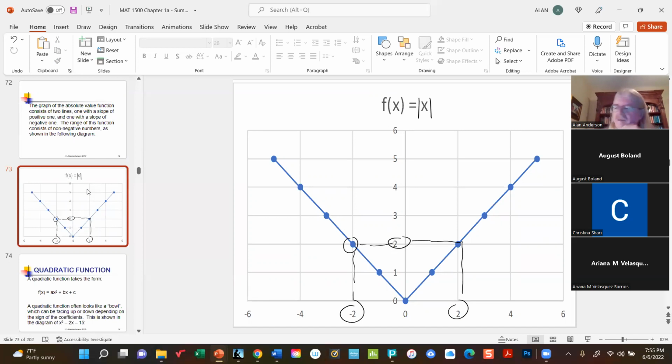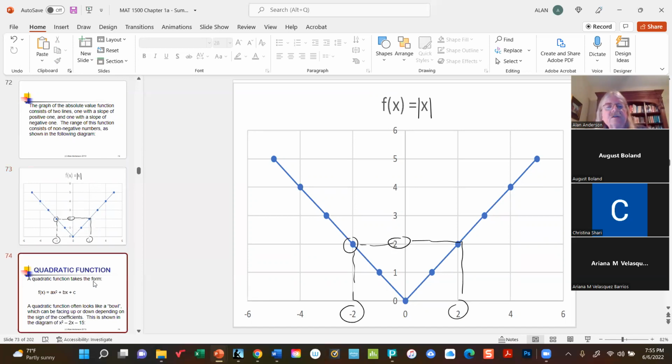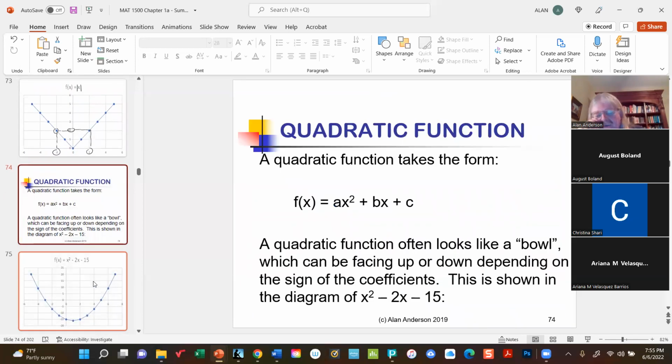Okay, how about now quadratic functions? We just got through looking at that. Now, with quadratic functions, we normally write them as f of x equals ax squared plus bx plus c. And we know that these are going to look like a special type of graph, which is called a parabola. Okay, remember that word parabola.